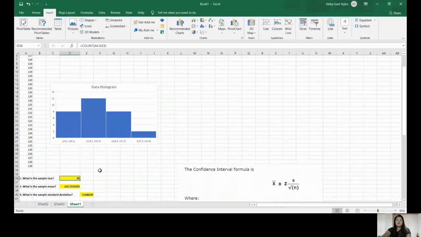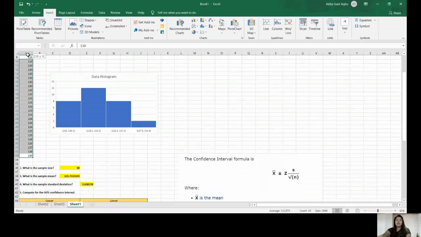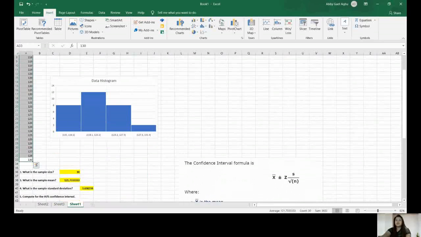And next is, what is the sample mean? Again, if you highlight this part, we can see the average, which is 121.73. But also, again, we can use the formula average for this one. And for the standard deviation, I just use the standard deviation for sample formula.